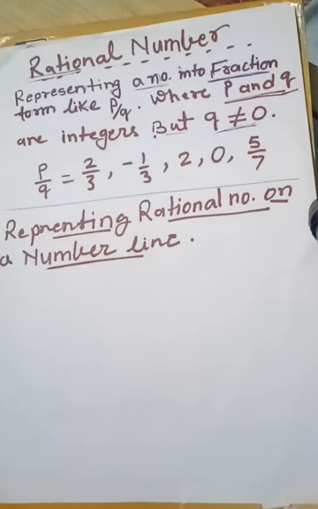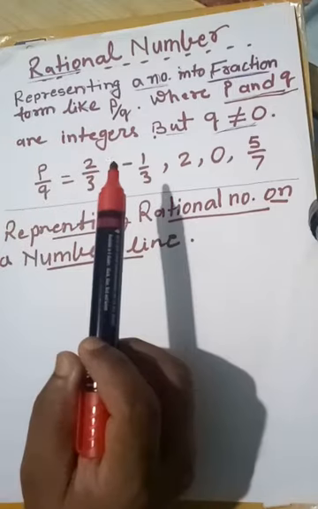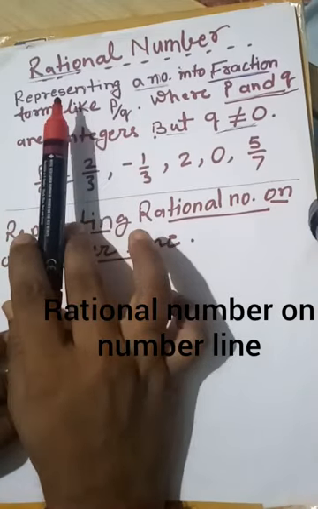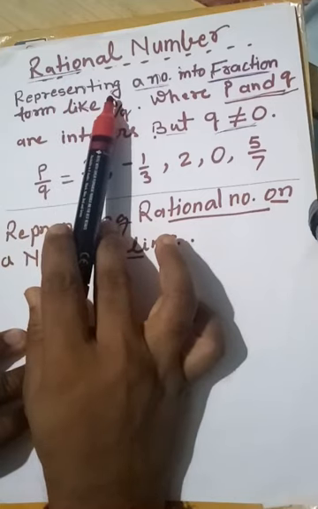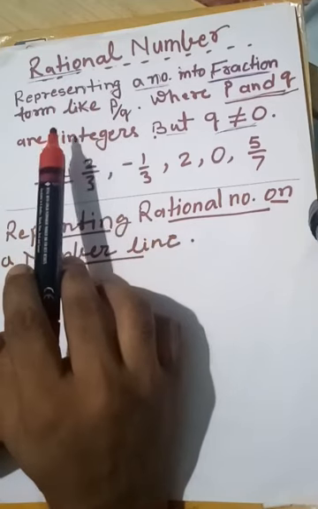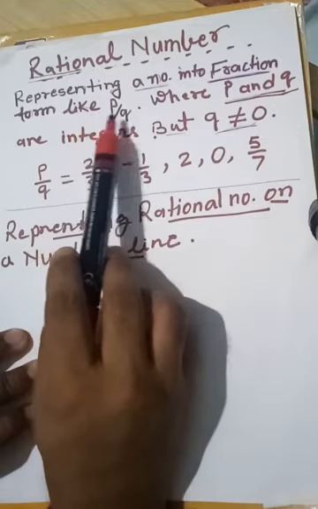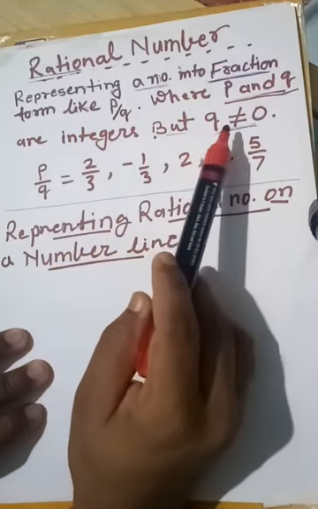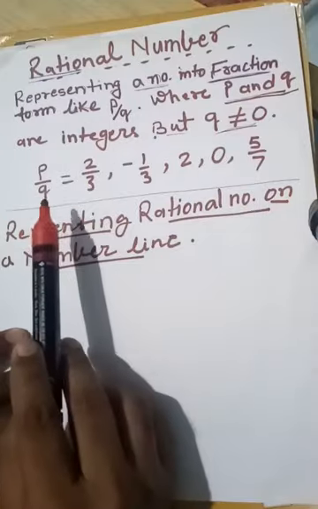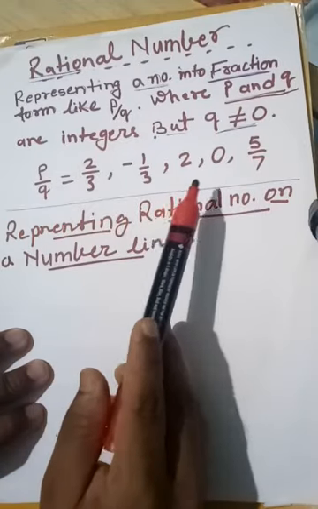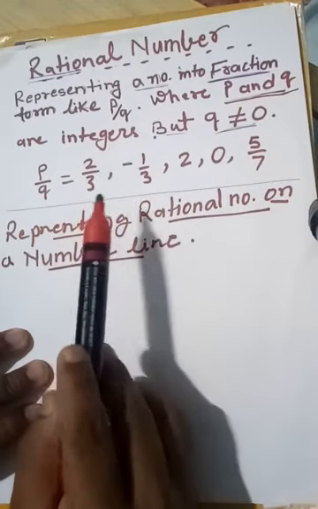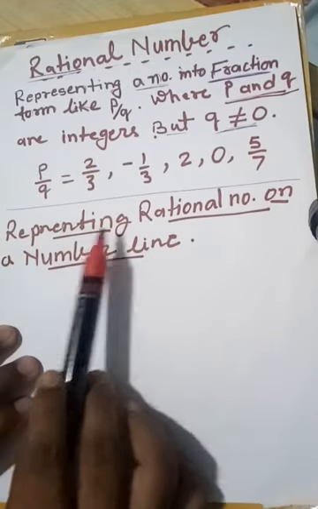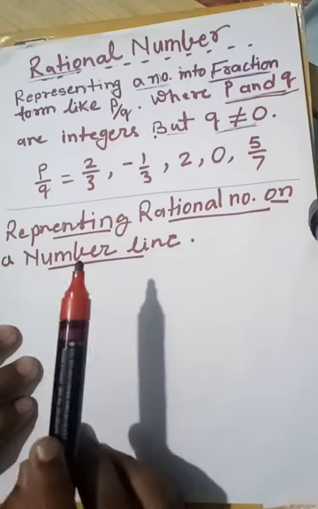Hello students, in the last video you have seen rational numbers, the representation of a fraction form of any number in the form of p upon q, where p and q are integers but q cannot equal 0. Now we have seen many examples in the form of p upon q, and now we will see in this module about representing a rational number on a number line.